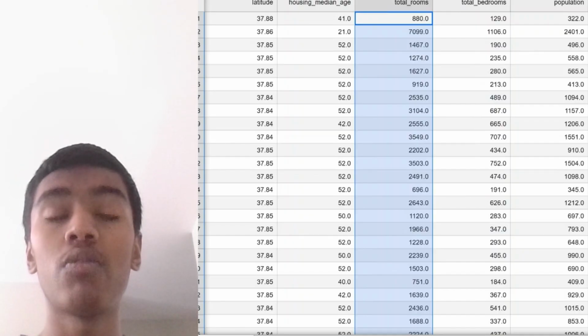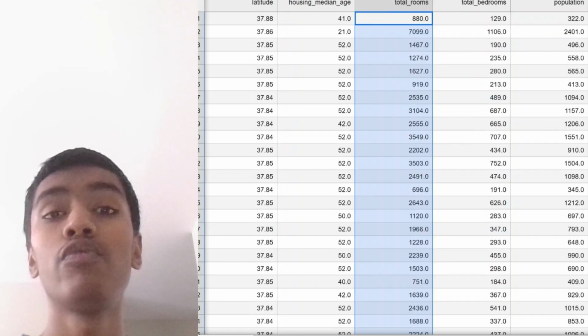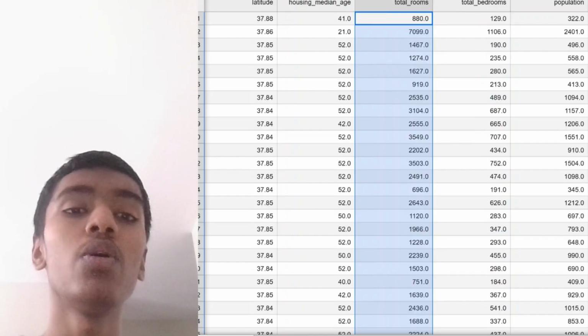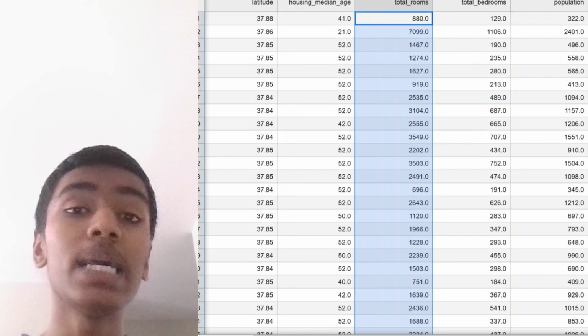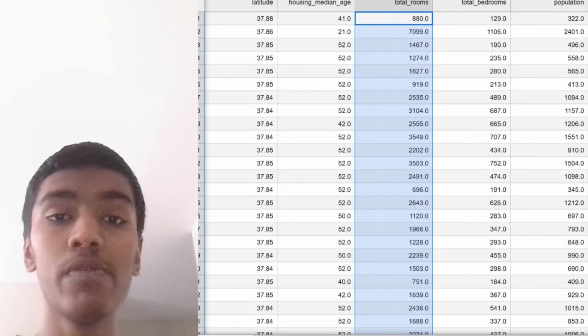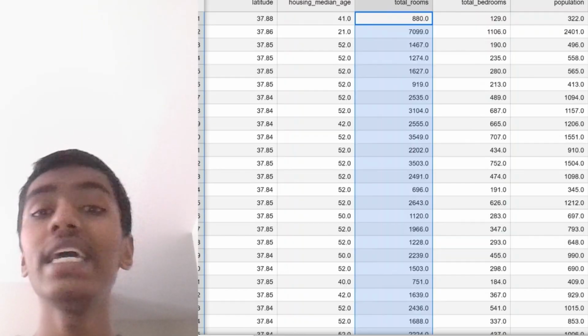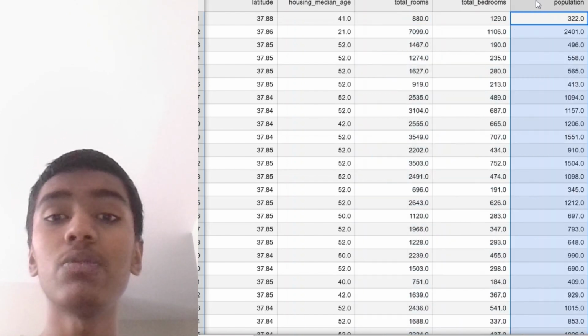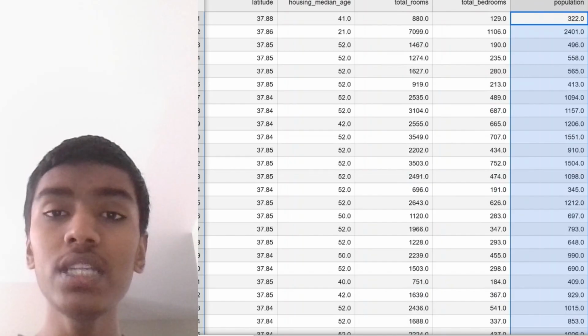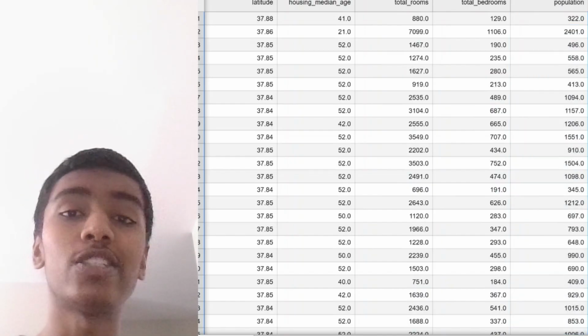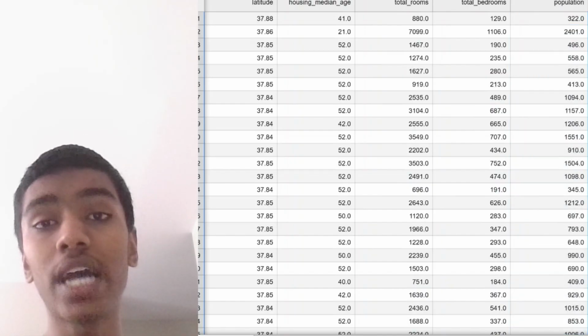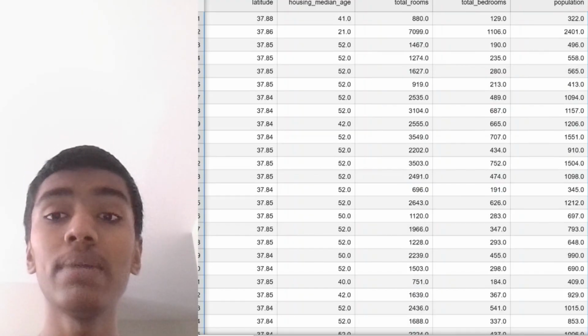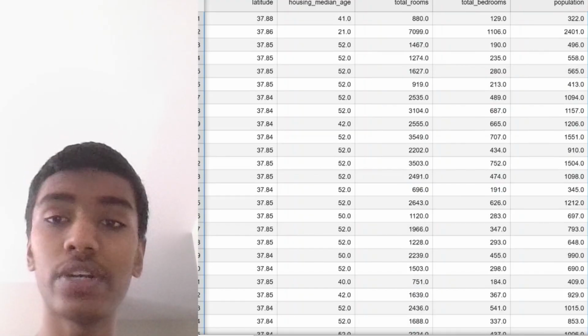The total rooms, remember, represents the total number of rooms for an entire district. Each row in this data set represents a particular district, and the total number of rooms refers to the total number of rooms in an entire district. The same thing with total number of bedrooms, and the same thing with population. Notice that we also have a household attribute in our data. The household attribute indicates the total number of households in a particular district.